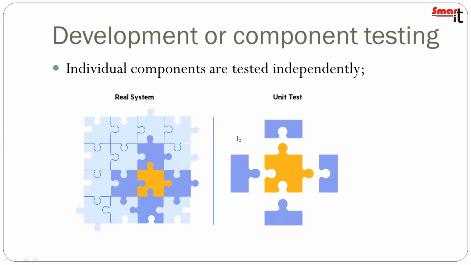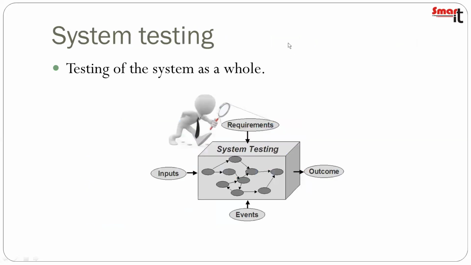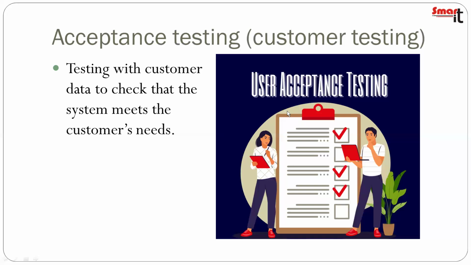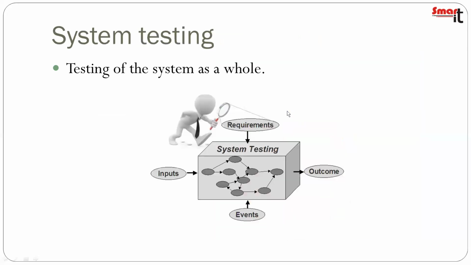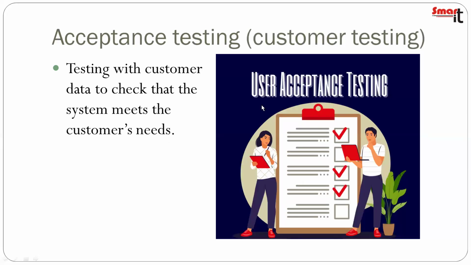So component testing is developing and testing these components individually, one by one, separately, right? System testing is testing of the system as a whole, treating that system as a whole and testing it. That is called system testing. So we can give some inputs and check whether the expected result comes, right? So that is system testing.